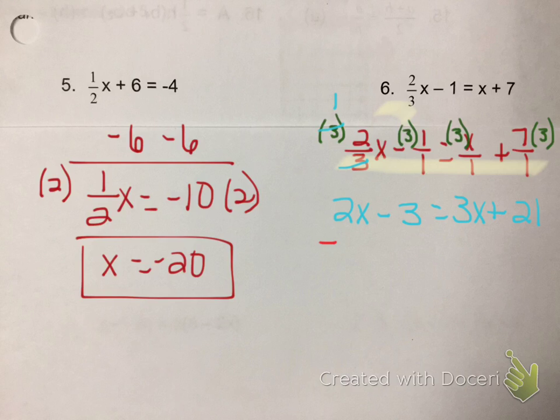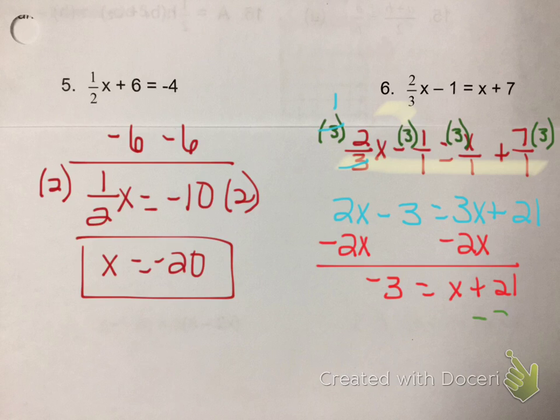Now in this case, if I subtracted the 3x, I'm going to get a negative x. And I know I don't really want to have a negative, so I am going to subtract 2x on both sides. And then subtract 21.